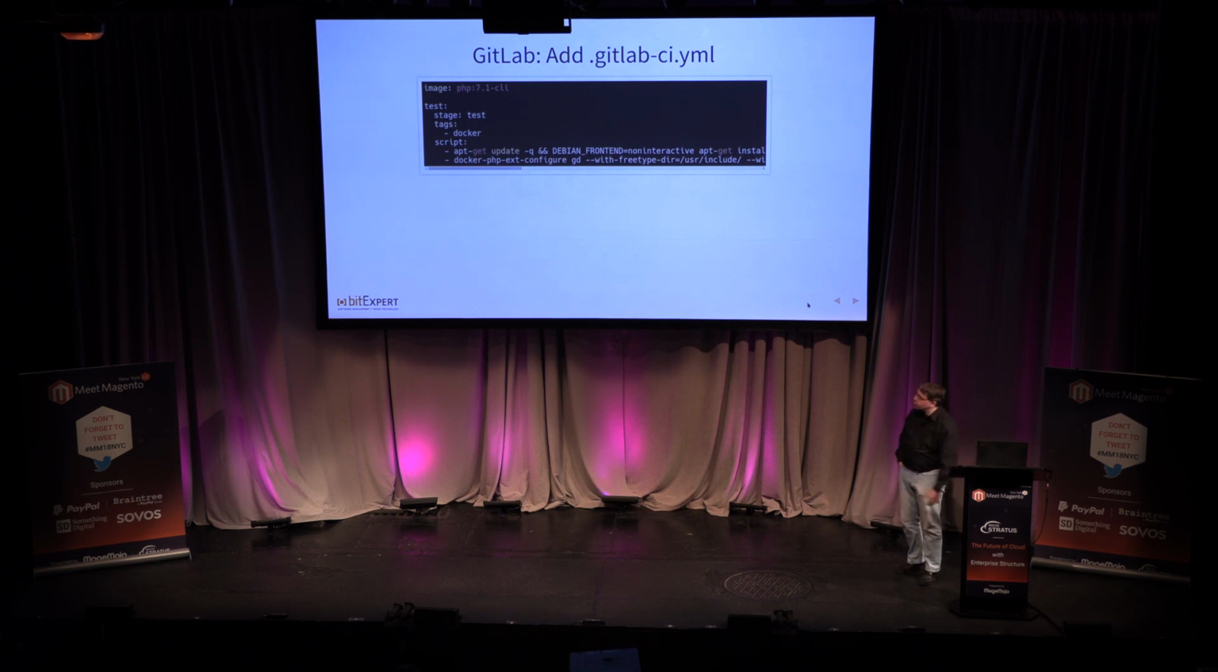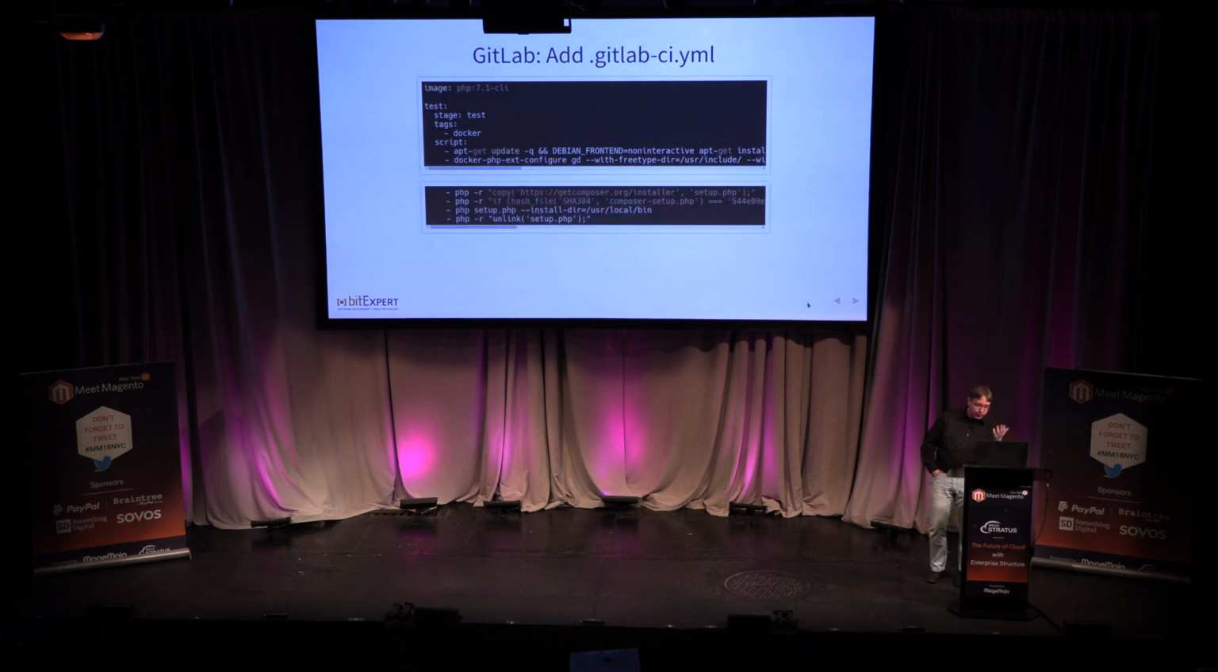And then in the script section, we're going to list all the commands that are needed to configure the container, install anything that is needed, and so on and so forth. In this case, since we're using the CLI image, I needed to install a couple of PHP extensions, because Magento needs a bunch more that are not shipped with a container. So that's basically what I'm doing here. Then obviously we need to install Composer.